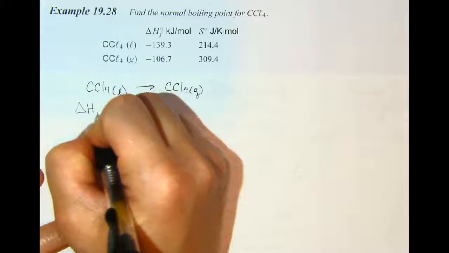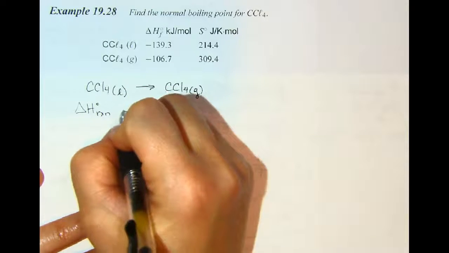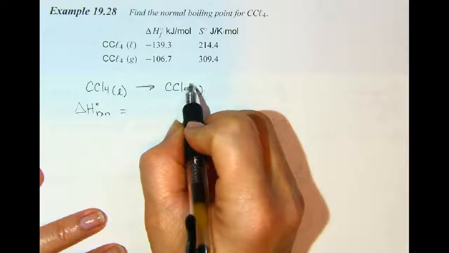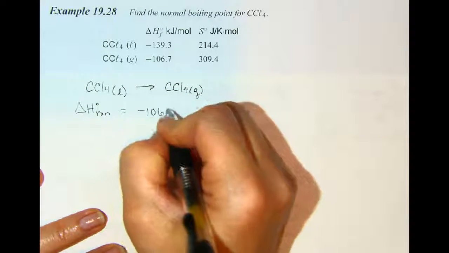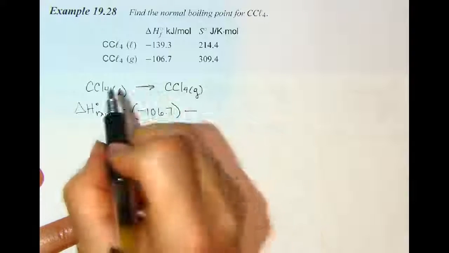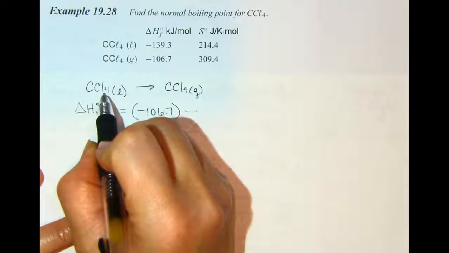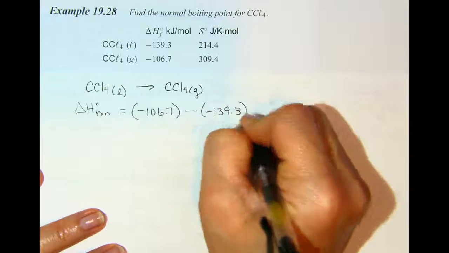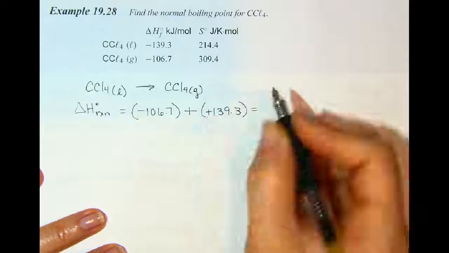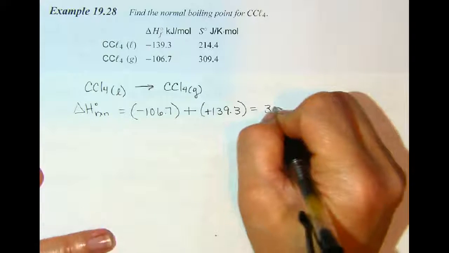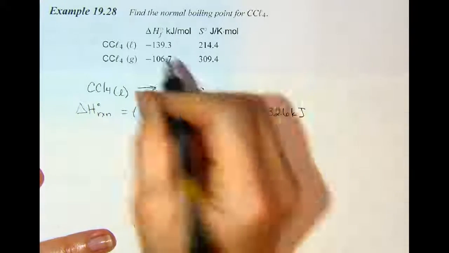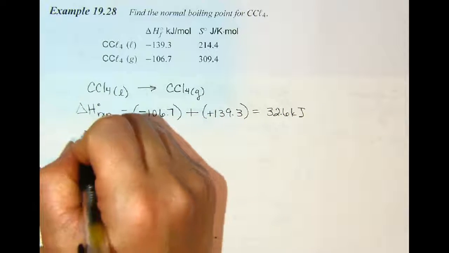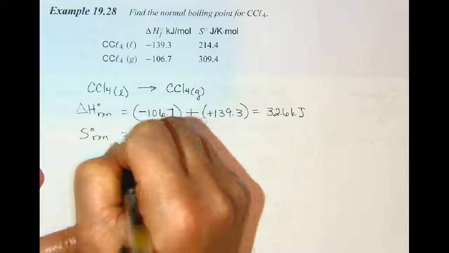The delta H of reaction is going to be equal to the delta H of formation of the products, which is negative 106.7, minus the delta H of formation of the reactants, which is negative 139.3. These become positive, and when we do this math, we get 32.6, and it's in kilojoules per mole. We'll just write kilojoules. Now let's find the S of reaction.